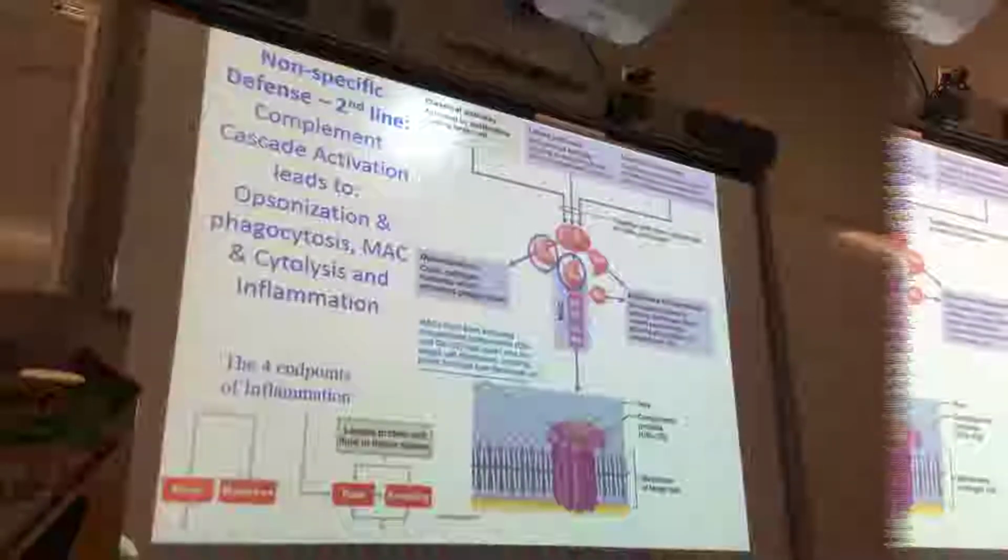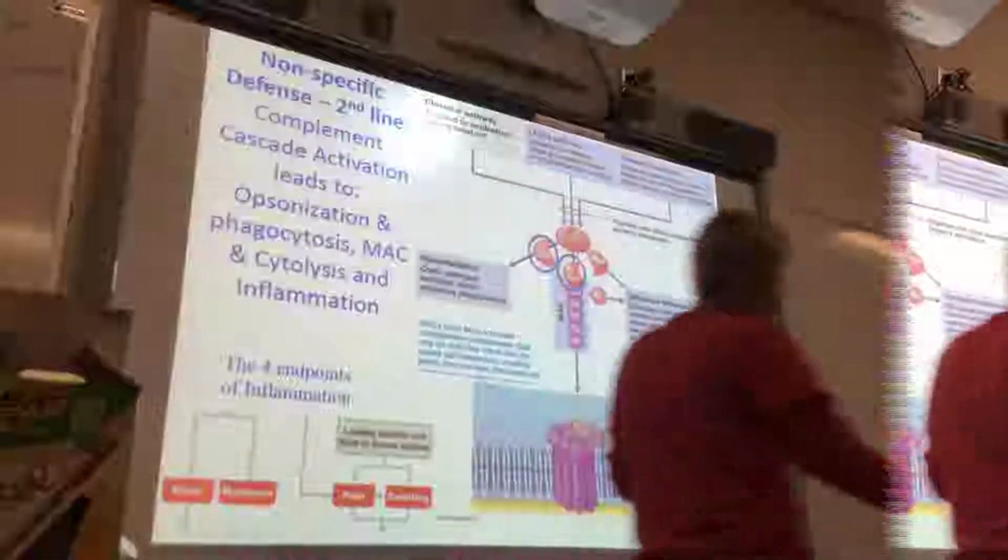Good. And I think that's the end of Immune 1. Any questions on Immune 1? That was the easy one. Now, hopefully you're warmed up for Immune 2, which is the hard one.